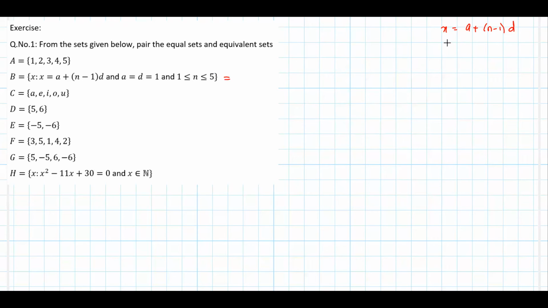So A and D are given as 1. So X is equal to 1 plus N minus 1. So X is equal to N. That's it. Simple. And this N value is less than or equal to 5 and greater than or equal to 1, and they are natural numbers. So 1, 2, 3, 4, 5. These are the values for N. So for X, the solution set here is 1, 2, 3, 4, 5.